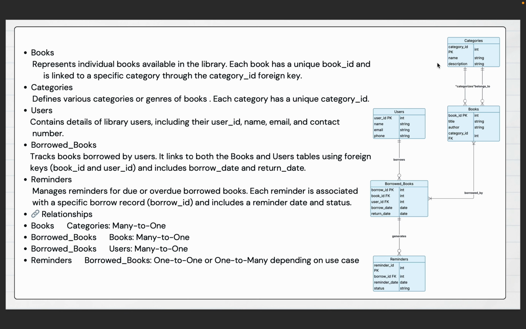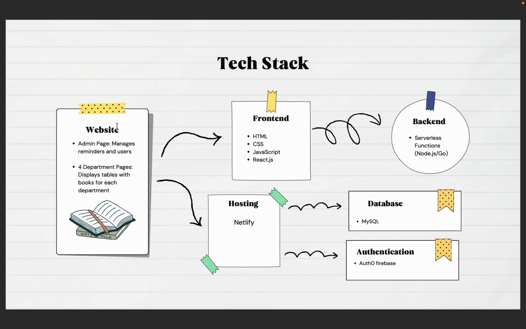So this is the database schema which we used for building the website. It consists of categories, books, users, and borrowed books. Categories and books are available to all the users, whereas only the admin can access users, borrowed books and reminders. As part of the front end, we used HTML, CSS, and JavaScript with React.js, and for our backend, we connected with serverless functions and Node.js and PHP, and we used MySQL for building the database. As part of admin authentication, we used Auth0 Firebase.